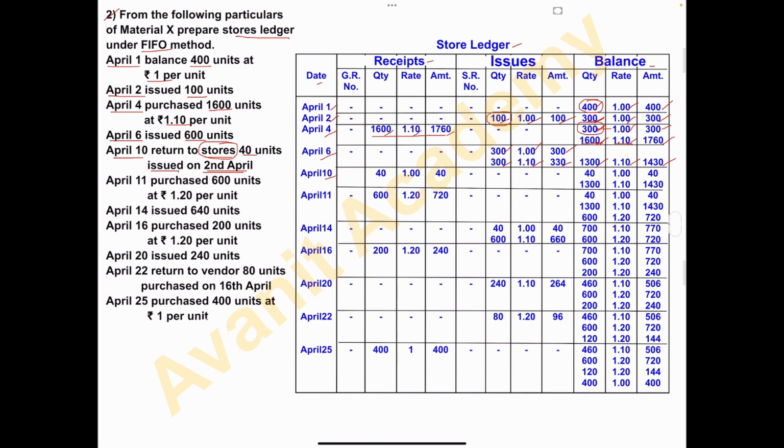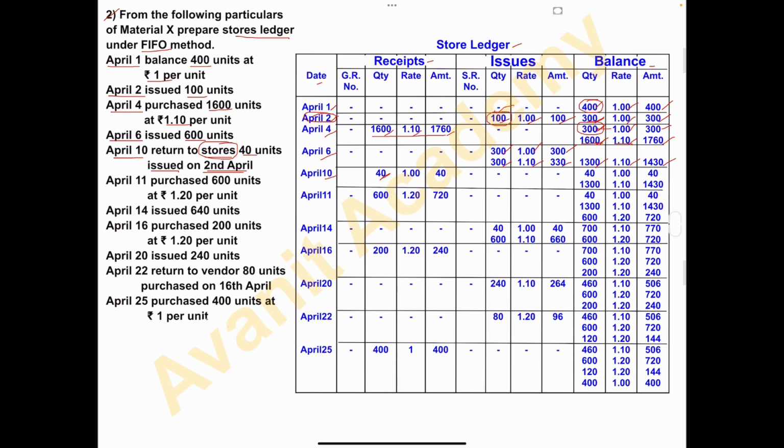How many units have they returned? 40 units, which were issued on 2nd April. See the 2nd April entry in the solution. On 2nd April, how many units did we issue? 100. Okay, got it, all of you? 100 units we have issued. Out of that 100, on 10th April, 40 units are returned to store. So we have written here 40 units.